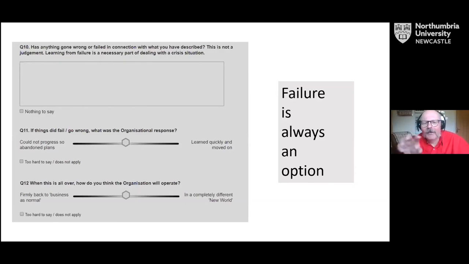But that's kind of in the one we're using, two dyads along this one, about if things would go wrong, what happened? Was it that they just didn't progress it anymore, or did they actually learn quickly and move on? And if we get people in that territory, will we see any correlation with other things that pop out of the data set? And then the last main question is, when this is all over, where do we think people are going to land? Will it be back in business as normal, or will it be a completely new world?